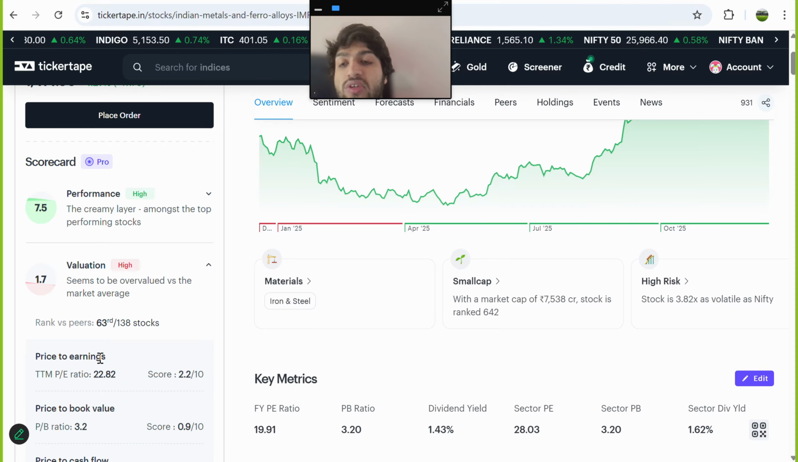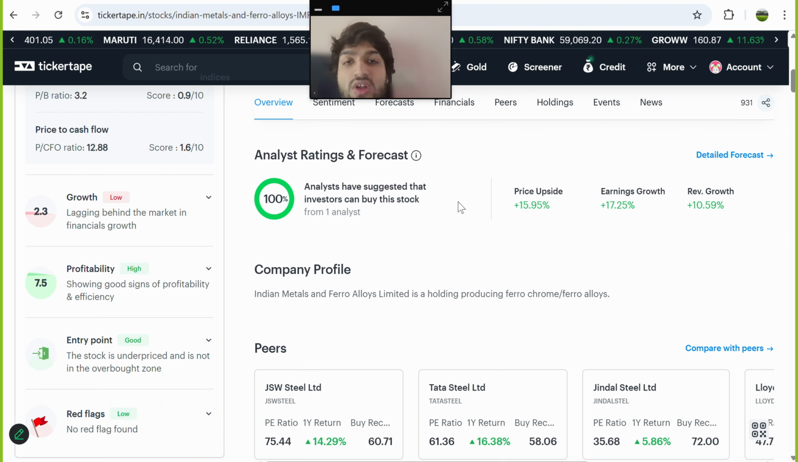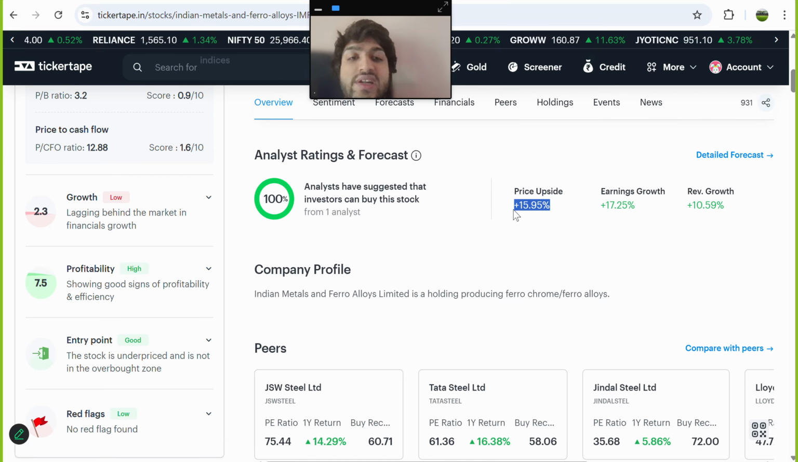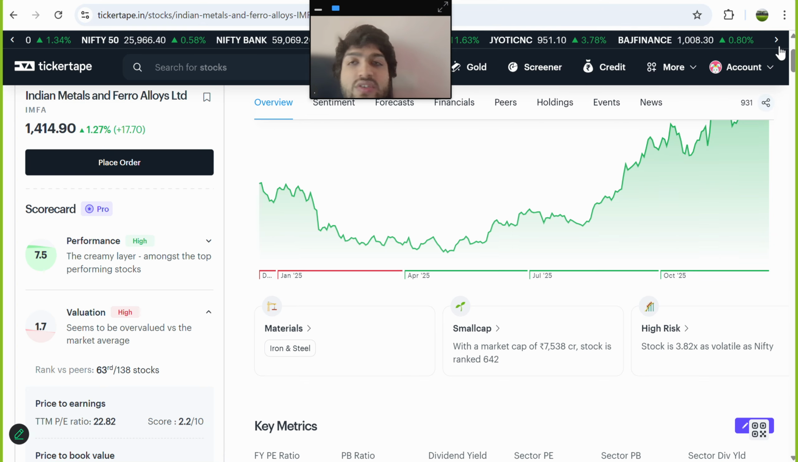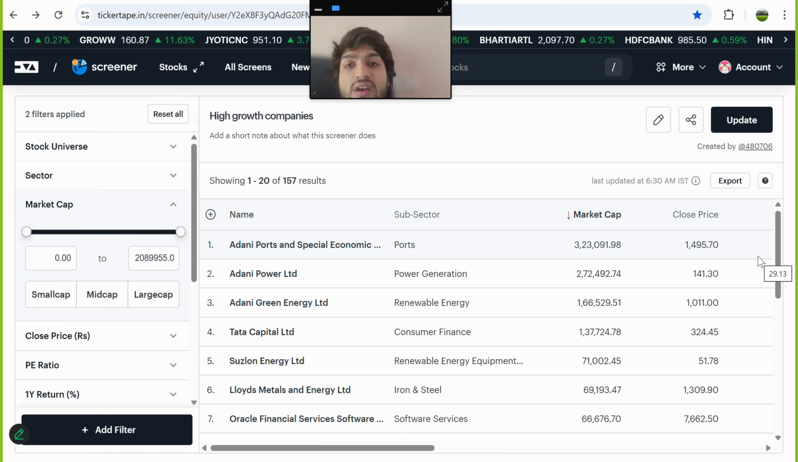How do we know that? You can compare the price to earnings ratio, price to book value, price to cash flow. So there's a potential price upside of 15% still expected with this particular stock. So that is a typical example of how you can select a stock from the screener with different filters. You can mix and match filters as per your wish and select.